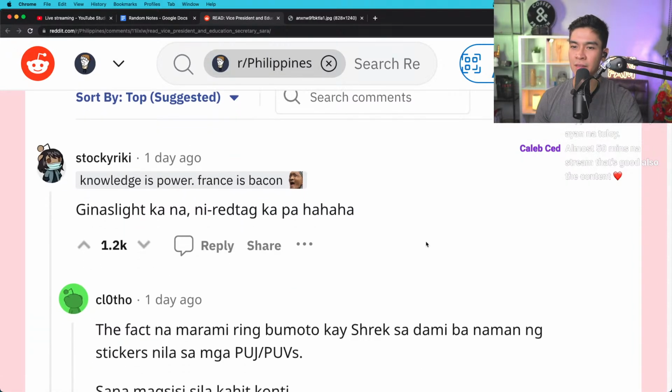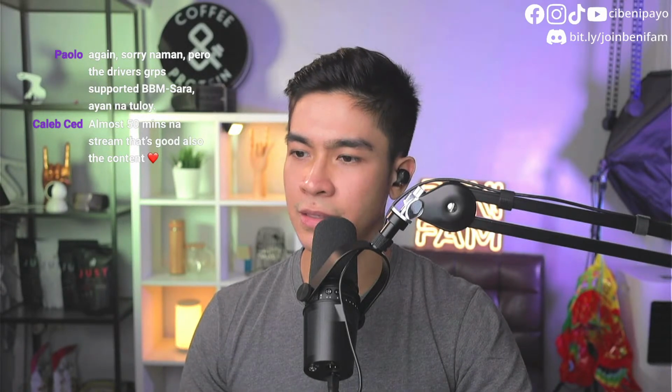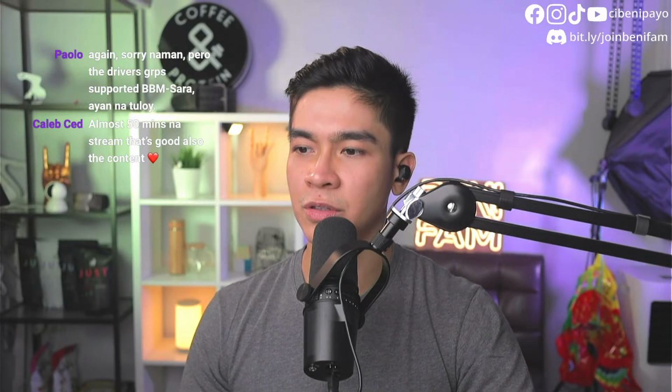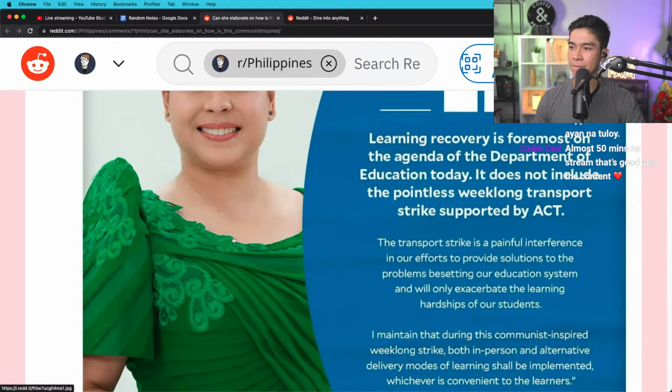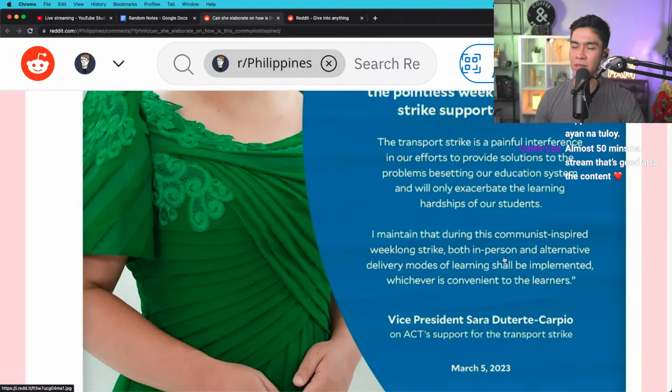Ginagaslight ka na, niredag ka pa. Ayos. There are really many things going on and napakahirap ng situation ngayon ng jeepney drivers and commuters alike. Here you go. I maintain that during this communist-inspired week-long strike, both in-person and alternative delivery modes of learning shall be implemented, whichever is convenient to the learners. There's nothing more to it.